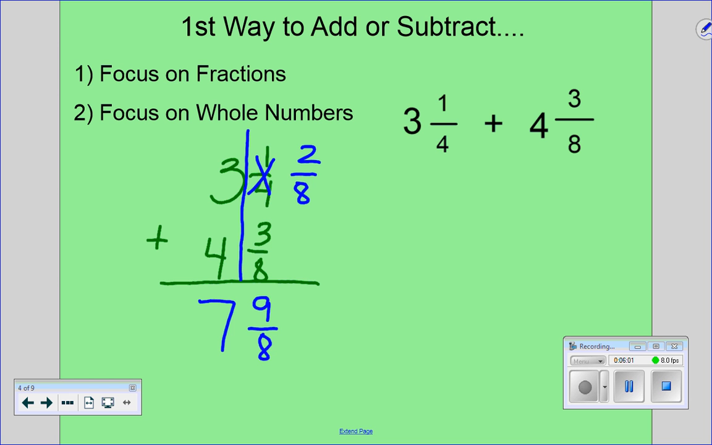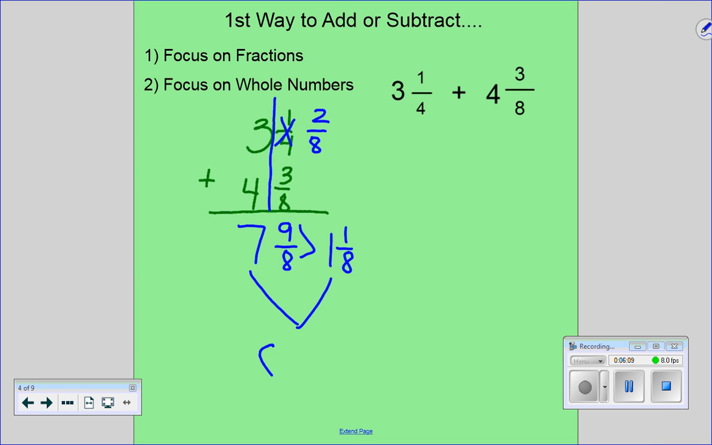I can divide 9 by 8, and I know this is going to be 1 and 1/8. Then I'm going to put these two together. So if you end up with an improper fraction, you need to figure out what that is, and then I can add that to my mixed number, okay? Because I can't have an improper fraction inside of a fraction. It just doesn't work that way.